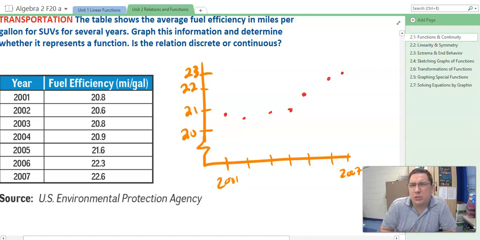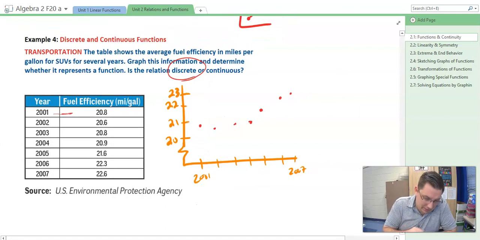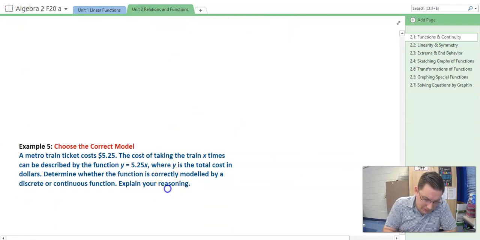Now, the question becomes, should I connect these points or not? These are individual data points. This is what happened in this year, right? There's no reason to connect these. And so in the end, this graph needs to be discrete because the information is discrete. We're not going to connect these points. Okay? And so let's look at the last example here, example 5.